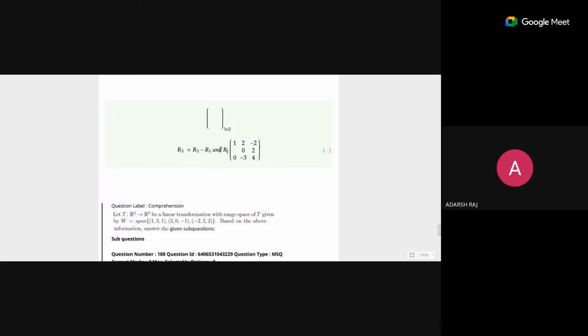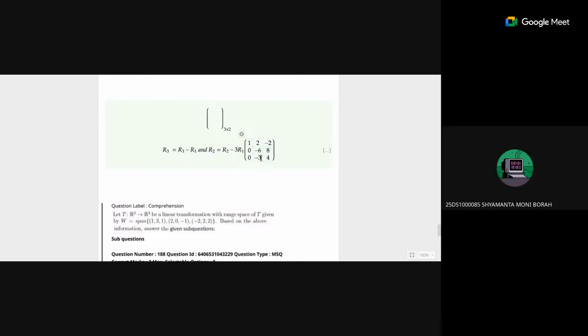So R2 is equal to R2 minus 3R1. So this will become 0, and here we are getting minus 6, right? And this thing we are getting 8. And these two rows are multiples of each other, right? Yes, sir.